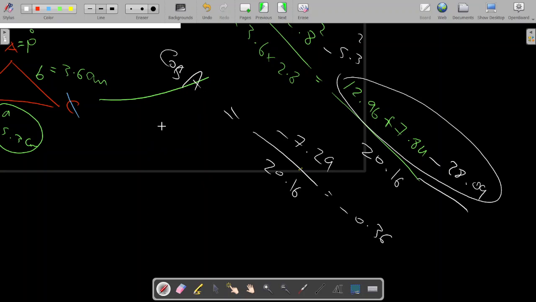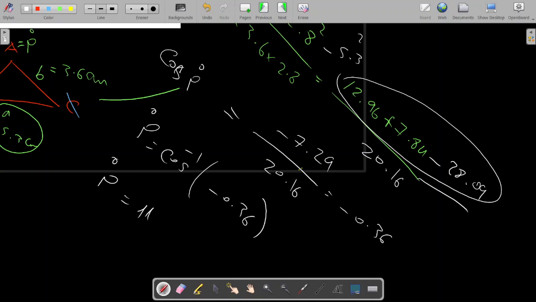It means that I'm not going to call it cosine A anymore, I'm just going to refer to it as P. So P as an angle is going to be equal to the cosine inverse of minus 0.36, which is equal to, according to the calculator, 111.1 degrees. This is the solution for this problem.